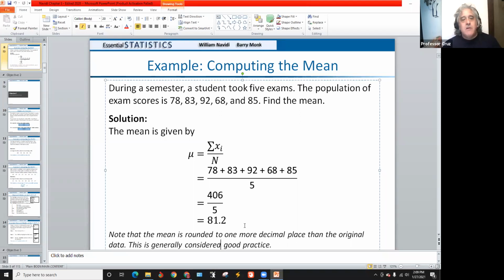Notice they go out with these calculations 1 decimal place past what the original data was. That's generally good practice, unless they tell you different. Sometimes they may tell you to round off, so you got to watch out.